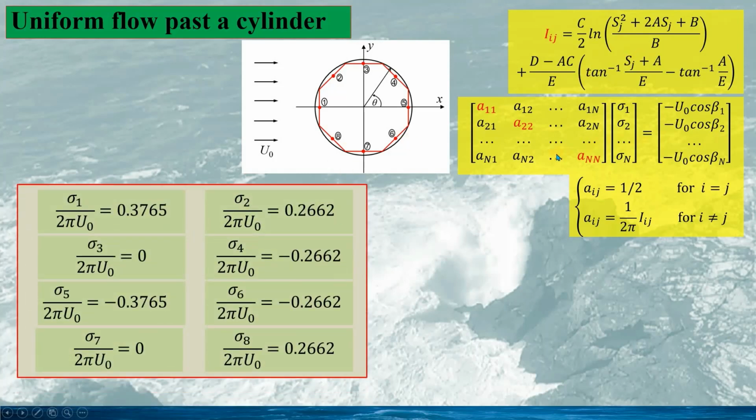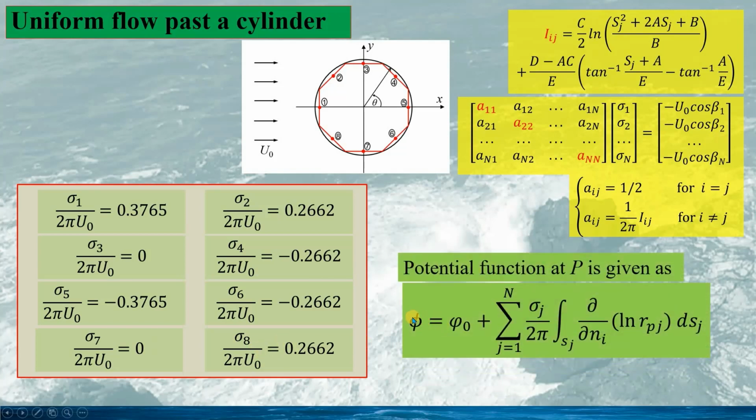Then, by solving the simultaneous equation, we can obtain the source strengths sigma 1, sigma 2, sigma 3, sigma 4, sigma 5, sigma 6, sigma 7, and sigma 8. After we obtain all this, we can calculate the potential at P, any point in the fluid or on the boundary, given as this expression.